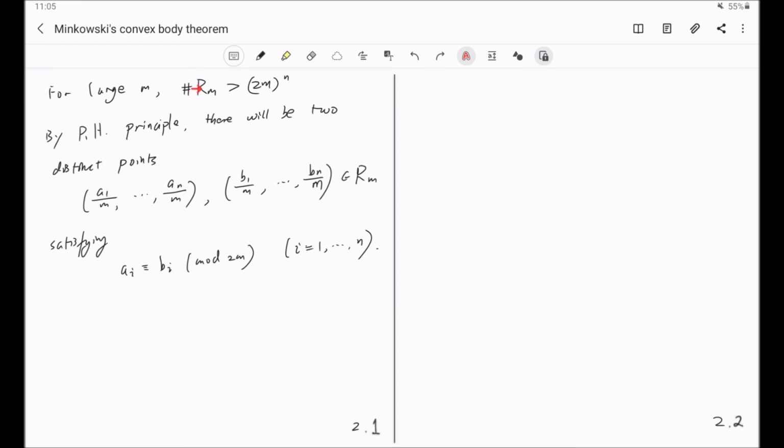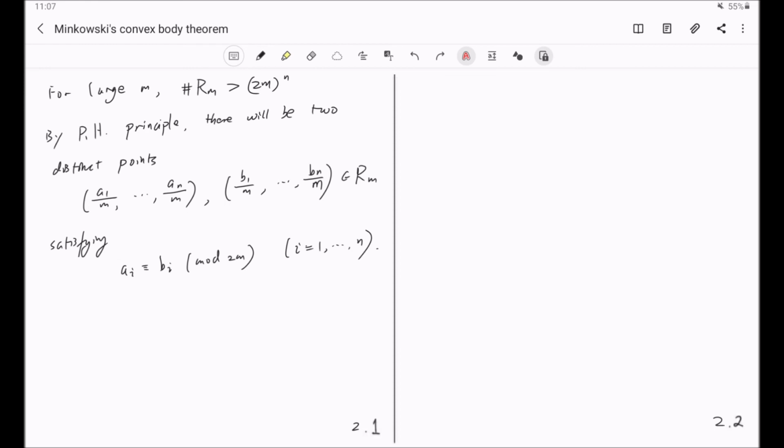However, for large m, we know from the claim above that the cardinality of R sub m is bigger than this number. So, by the pigeonhole principle, there exist two pigeons, which correspond to two vectors or two points in here, that belong to the same hole, namely the corresponding coordinates are congruent mod 2m for each i equals 1 through n.